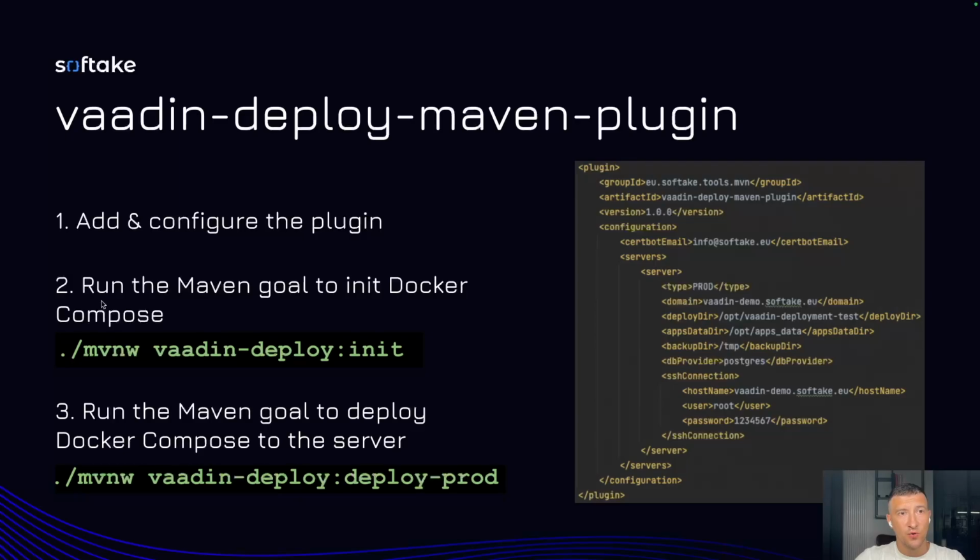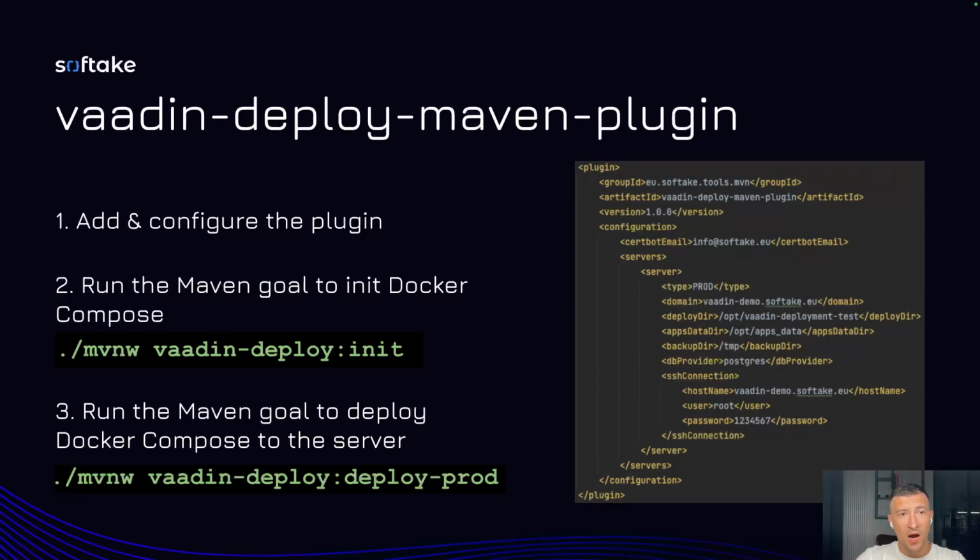As soon as you configure the plugin, you have to run the init Maven goal. It initializes a Docker Compose YAML file and a few additional configurations in your project. These configurations are required to run the project on a server behind a proxy and secure it with SSL. After you initialize the Docker Compose, you can run the deploy Maven goal to deploy it to the server. Executing this command will copy the Docker Compose YAML file and all necessary configurations to the server over SSH.